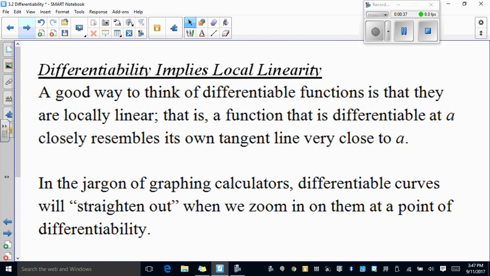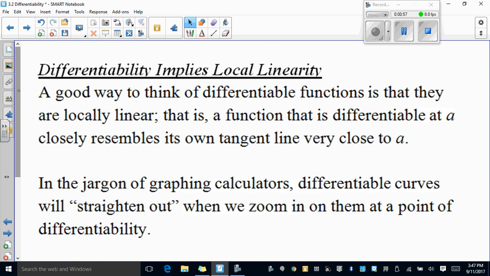So a good way to think of a differentiable function is that it is locally linear. That is, a function that is differentiable at a closely resembles its own tangent line very close to a. In the jargon of graphing calculators, differentiable curves will straighten out when we zoom in on them at a point of differentiability. So that's what we're going to do.